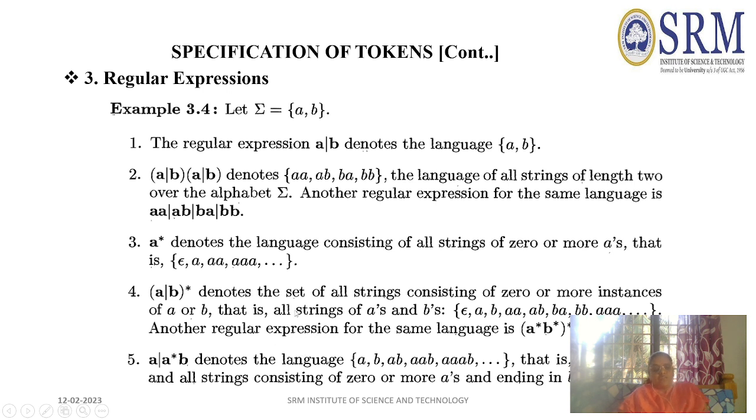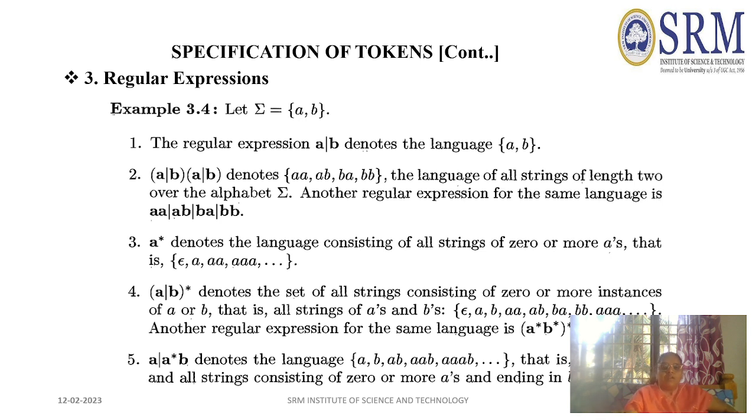Another regular expression for the same language is (A star B star) whole to the power star can be given. So like this also, the same regular expression can be rewritten. Another one is A or A power star B, which means that one A it is going to have. This denotes the language A or B or AB, or AAB, triple A B, like that it goes on. So these are some of the examples with the alphabets A and B alone.